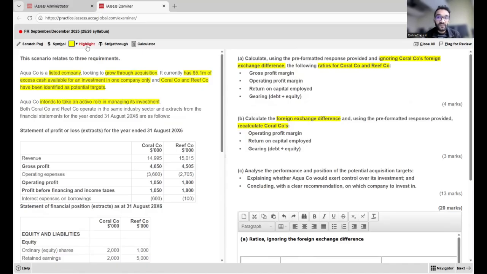What does this line mean? It means you have 5.1 million in your pocket and you want to invest. You have two options, and your intent is to take an active role in managing the investment. Whichever investment you make, whether it's Coralco or Reefco, you want an active role in the management. It means your purpose is actually to get control.